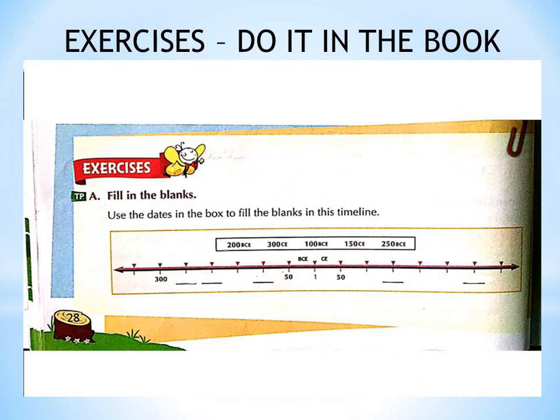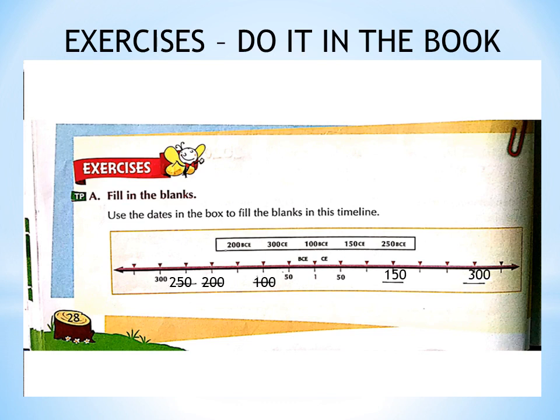Okay, so we will start first with the BCE part. What will we put in the first blank? 100. What will we put in the second blank? 200. And the third one will be 250. All these are counted in BCE, that is in the backward system. Then we will move to the CE, or common era, part, where it is counted in the forward system. What will we put in the first blank on this side? 150 CE. And the next one will be 300 CE. So that's all about the fill in the blanks.